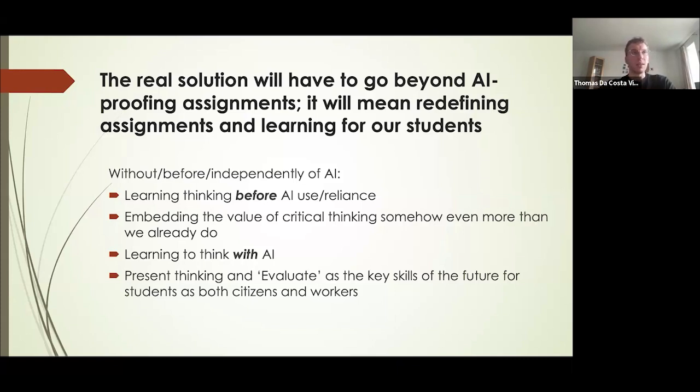And we need to present thinking and this skill of evaluate, as opposed to create, not as opposed, but maybe as a top priority. Evaluate is the key skill of the future. Yes, AI can generate stuff. A lot of it is poor quality, a lot of it is good quality. They need to evaluate that and they need to evaluate other things. And that's the skill of the future workplace and the future citizen, essentially.